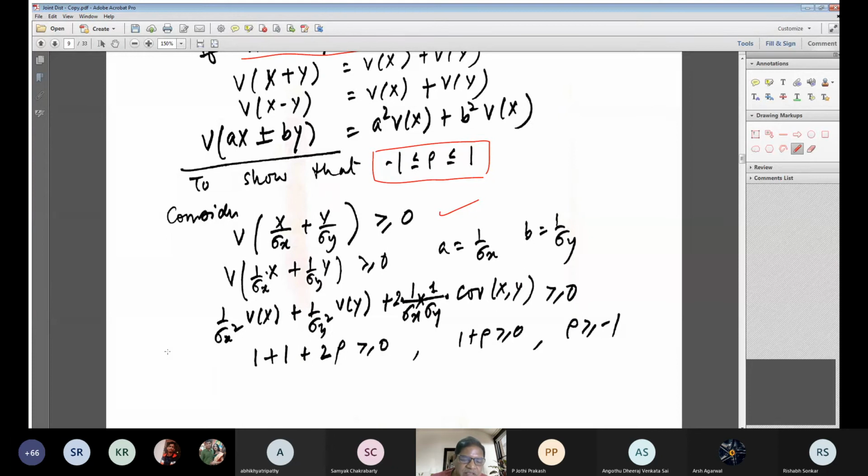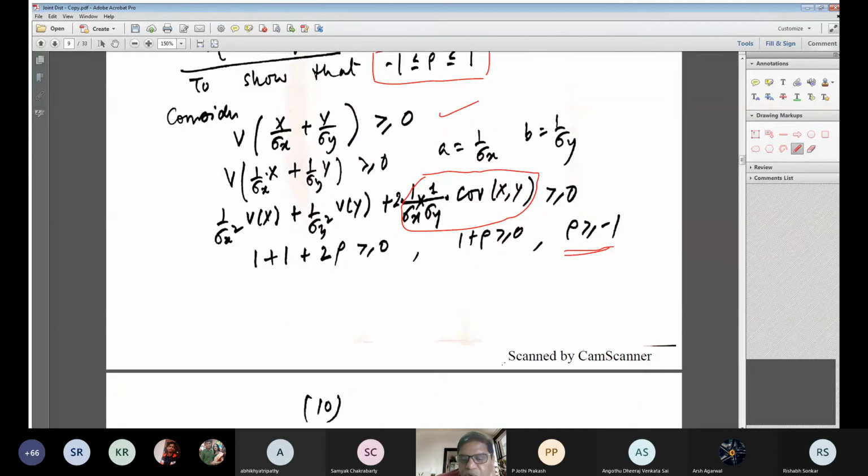Now variance of x is sigma x square, so that gets cancelled. So 1. Variance of y is sigma y square, so it is 1. This whole term inside is basically the definition of rho. So 2 rho, this is greater than 0. So if you simplify, you get rho is greater than -1.